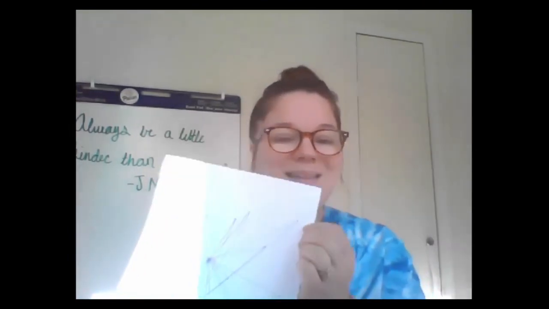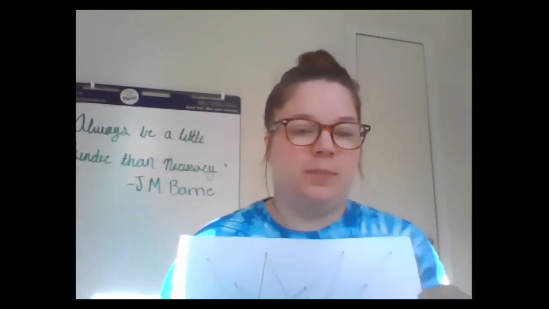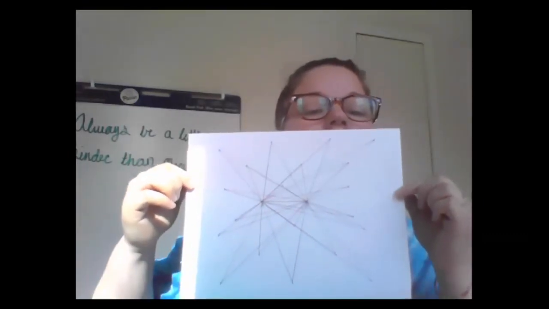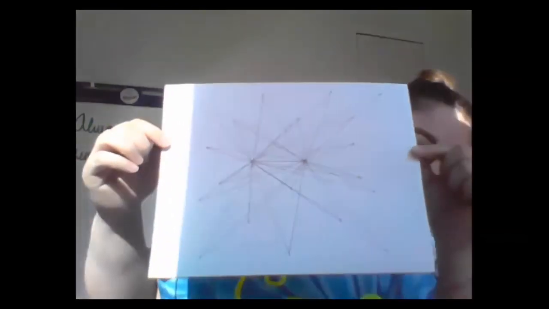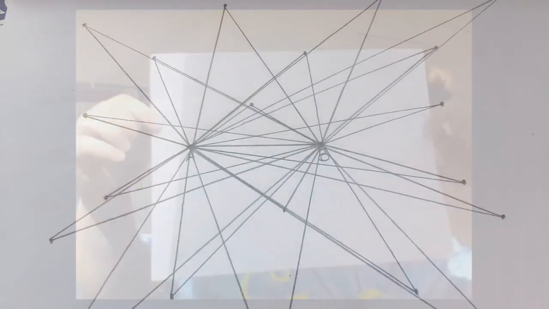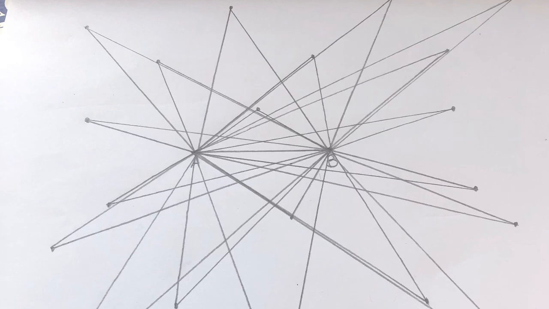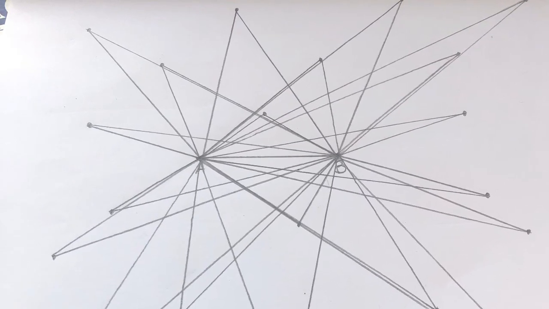Once you have completely connected all of your points that you drew to point A and point B, you should end up with a star shape that looks something like this. Yours may look a little different, and that is fine. Now is the fun part. Now is the part where you get to decorate it.